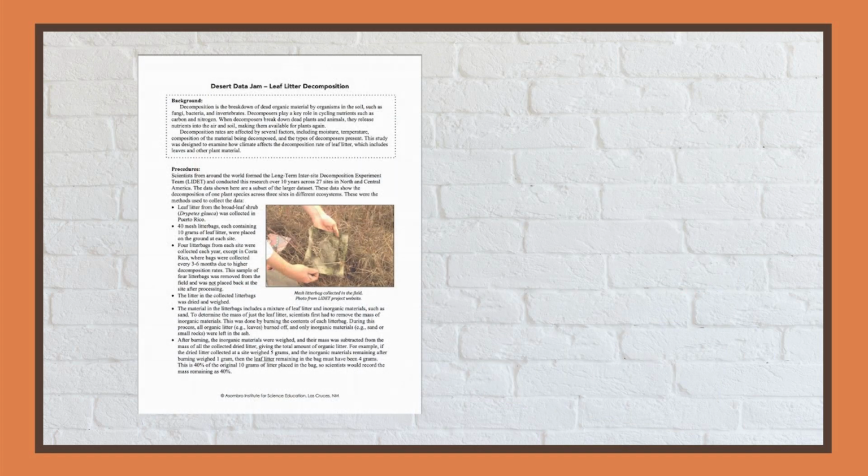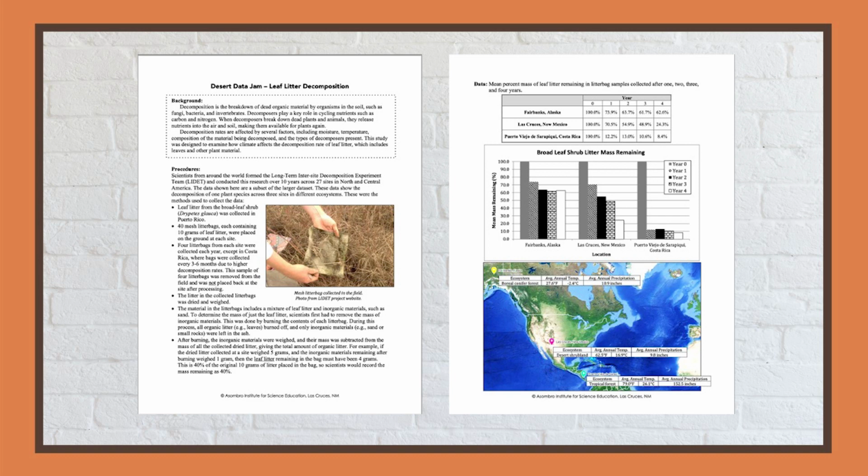Your first dataset option is about decomposition rates. In this study, scientists leave packets of leaf litter, or dead leaves, outside for years. Each year they collect some of the packets and weigh them to see how much matter remains. We have data from this experiment in Las Cruces, Alaska, and Costa Rica.